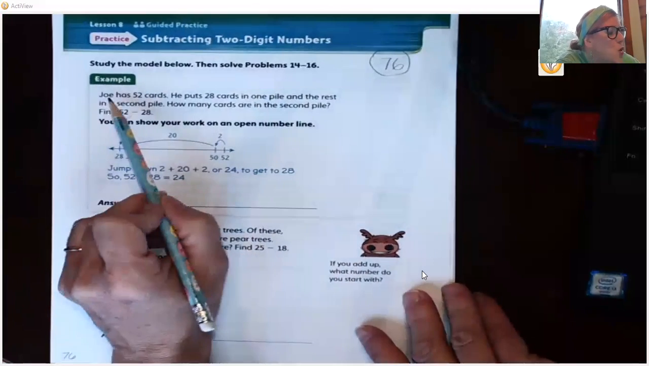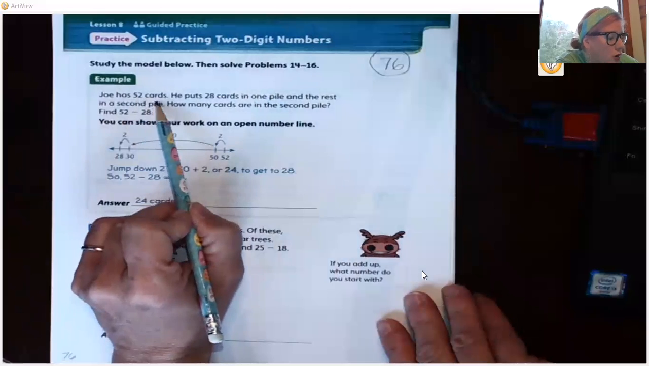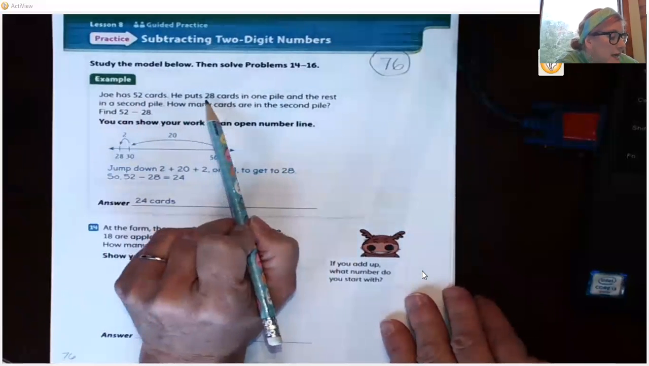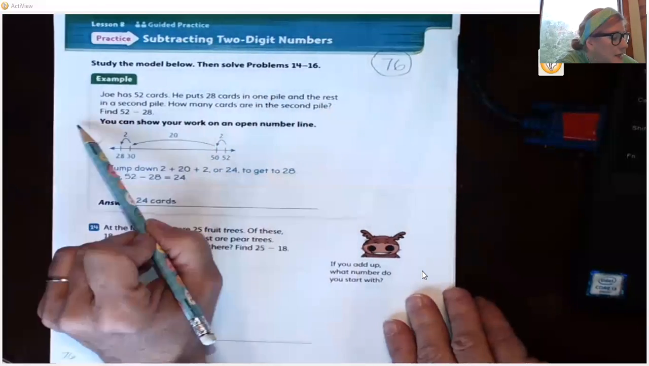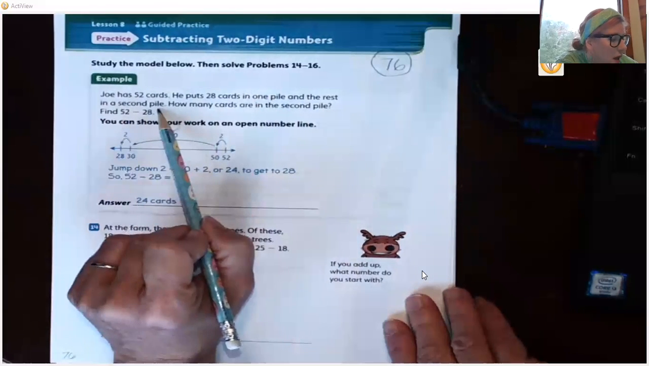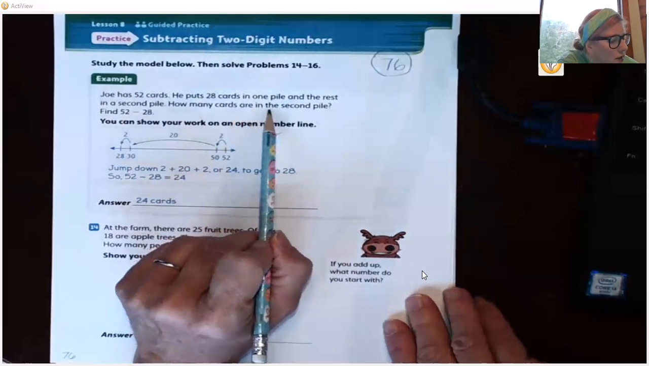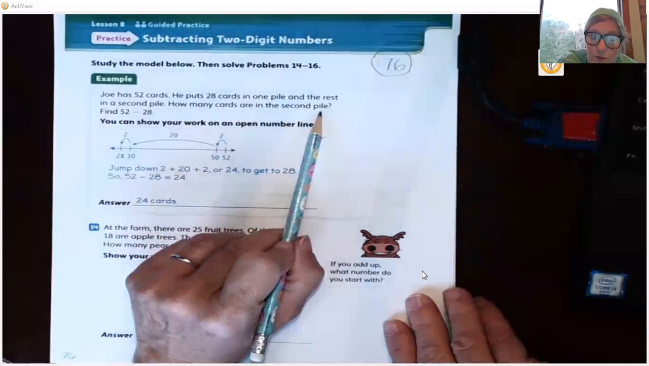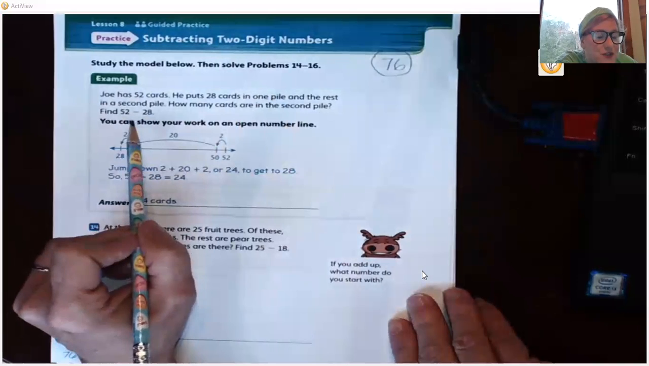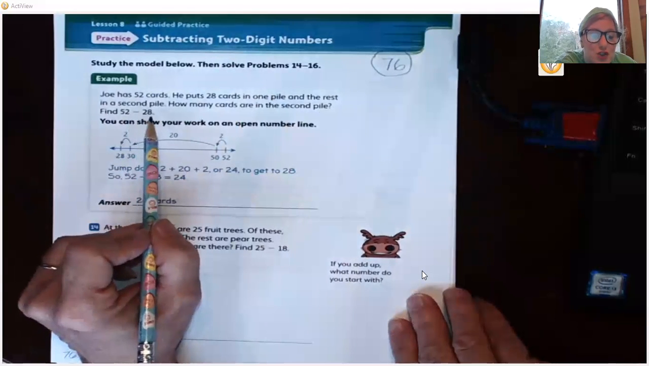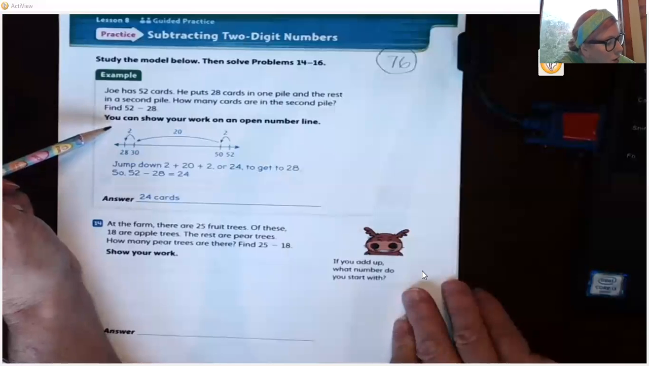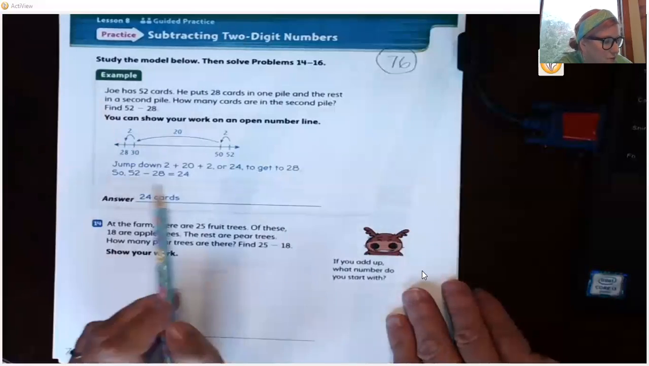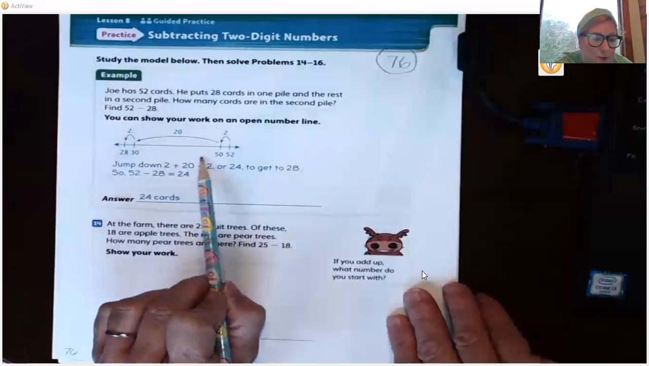All right, so Joe has 52 cards. He puts 28 cards in one pile and the rest in a second pile. How many cards are in the second pile? Find 52 minus 28. So you can show your work on an open number line. So they showed it here.